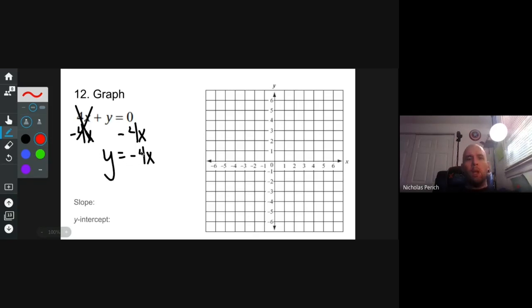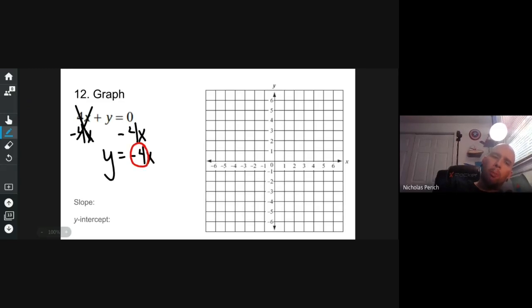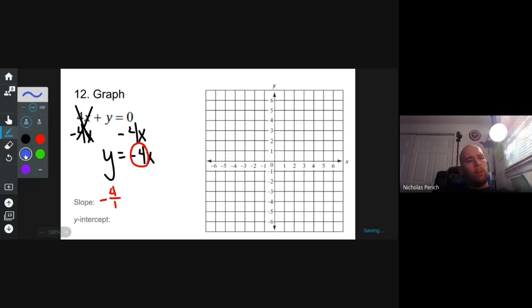Is y all by itself now? The number in front of x is my slope, so negative 4 is my slope, but I'm going to write out negative 4 over 1 because slope is rise over run. And the number floating around is my y-intercept. I don't have a number floating around. Where is it? ¿Dónde está? ¿Dónde está mi número? I forgot number. Well, there is none. So it's 0.